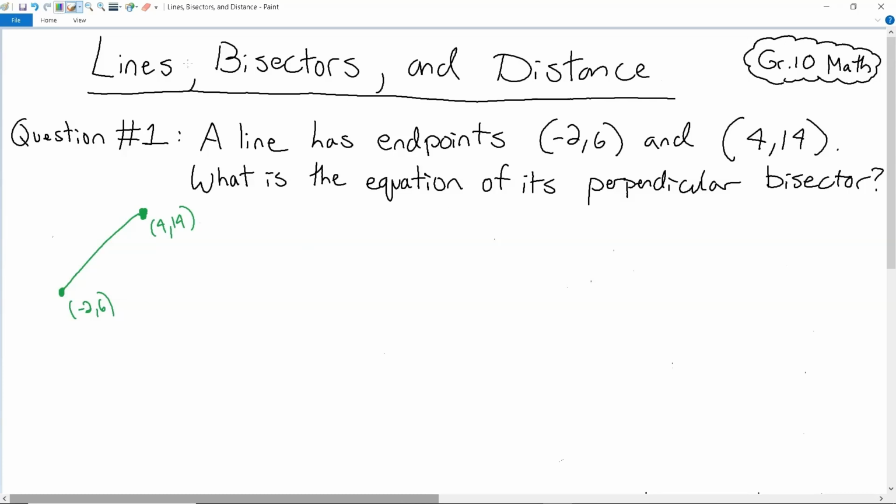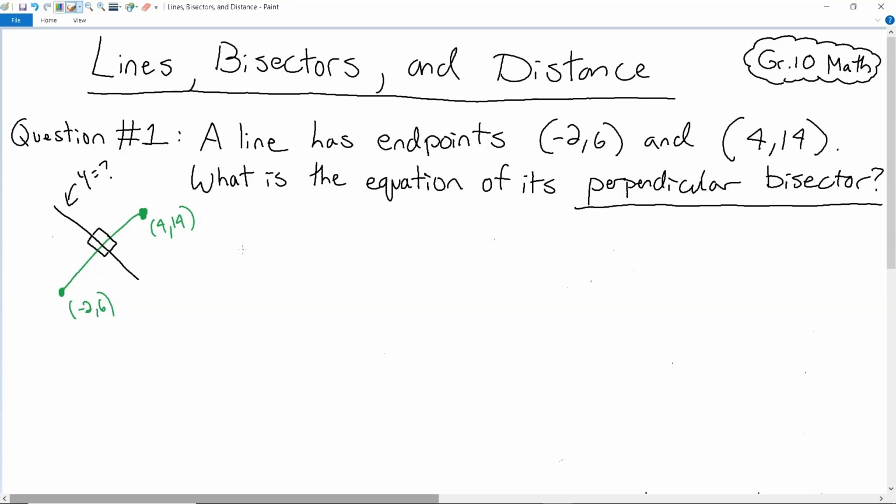Before we can move on, we really need to understand what this means. What is a perpendicular bisector? It is a line that's going to cut our original line in half, and it's going to do this at a 90-degree angle on all sides. So this is our perpendicular bisector, but we don't know what its equation is.